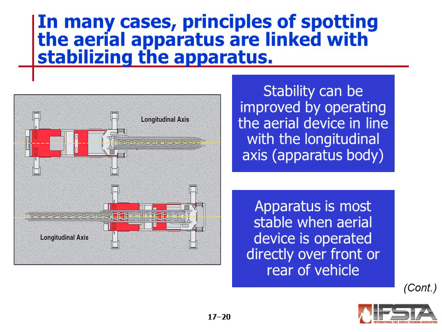In many cases, principles of spotting aerial apparatus are linked with stabilizing the apparatus. Stability of the aerial apparatus can be improved by operating the aerial device in line with the longitudinal axis of the apparatus body. The apparatus is most stable when the aerial device is operated directly over the front or rear of the vehicle. Increasing the angle of the aerial device away from the longitudinal axis of the truck decreases the load weight that can be carried safely.